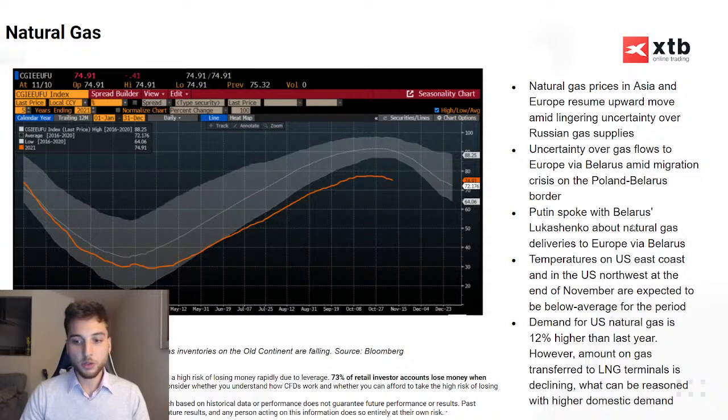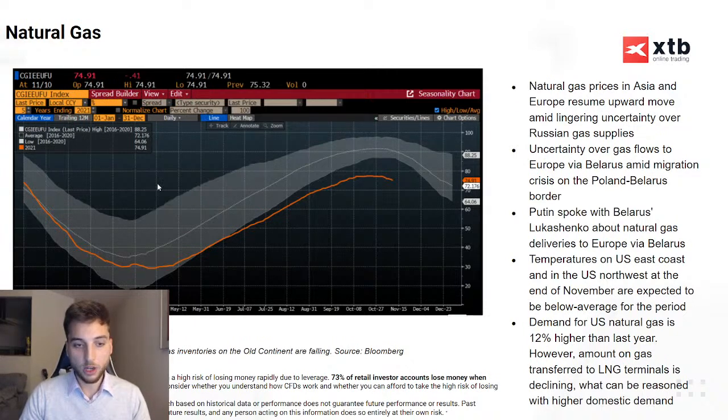Temperatures on the U.S. East Coast and the U.S. Northwest at the end of November are expected to be below average for the period, which traditionally increases demand for natural gas for heating. Demand for natural gas is 12% higher than last year. However, the amount of gas transferred to LNG terminals is declining, which can be reasoned with higher domestic demand.